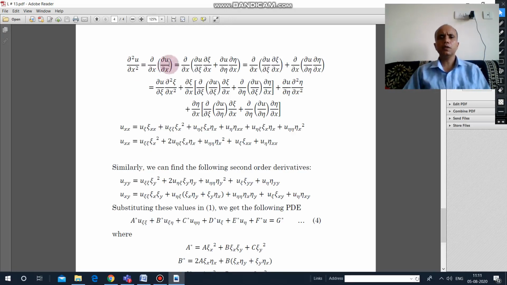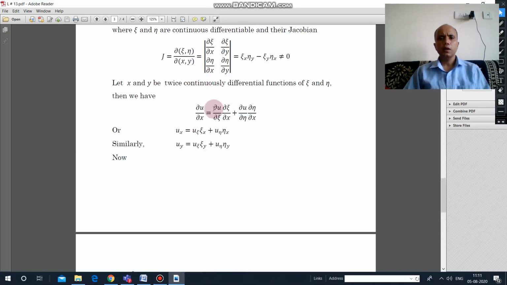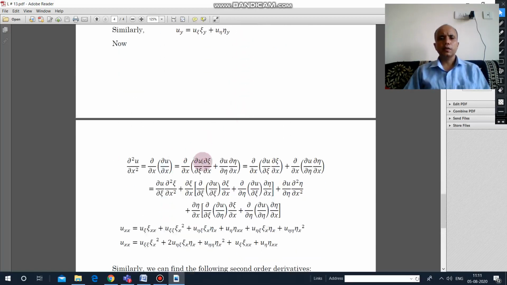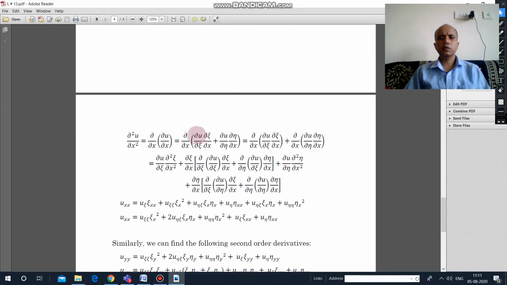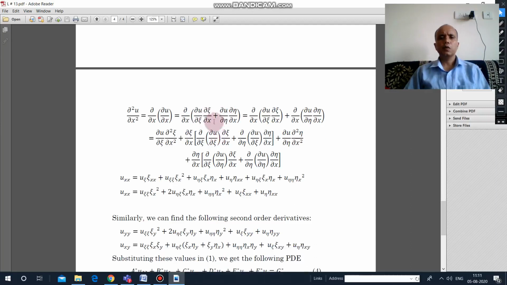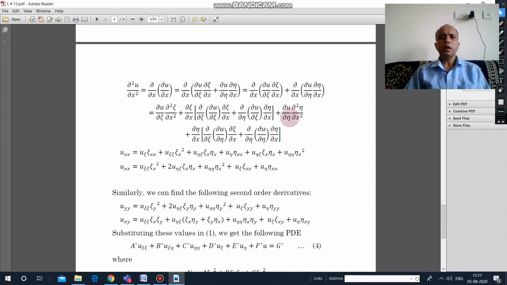So simply put the value of ∂u/∂x from this expression to here. You will get ∂/∂x of this expression. Now two terms are there, just break it into the first part and the second part. Clear? Now look at this, inside these there are two functions, so we will use the product rule: first derivative of second plus second derivative of first.